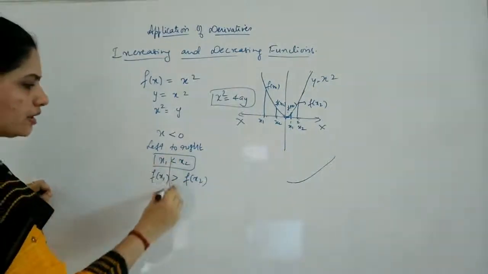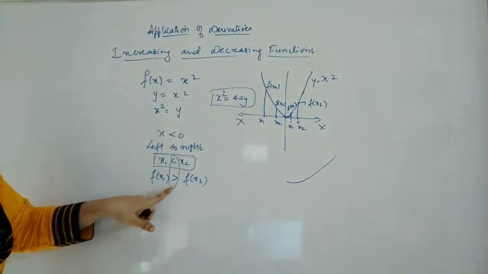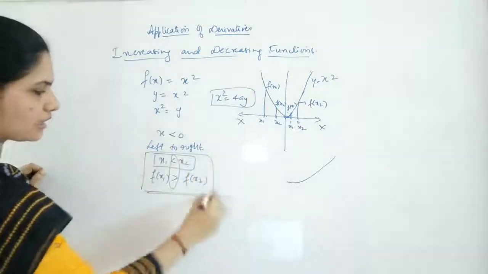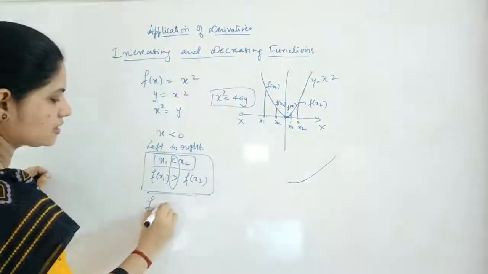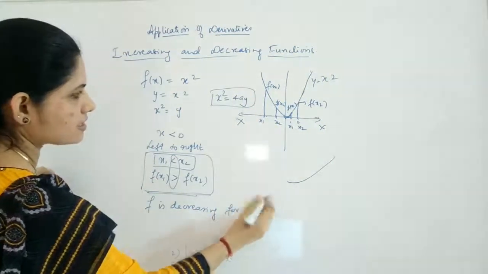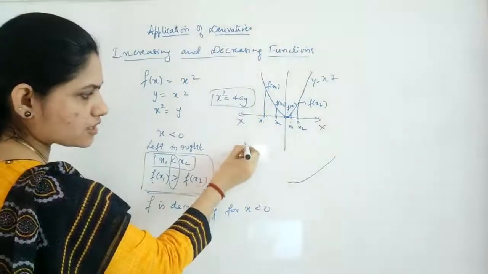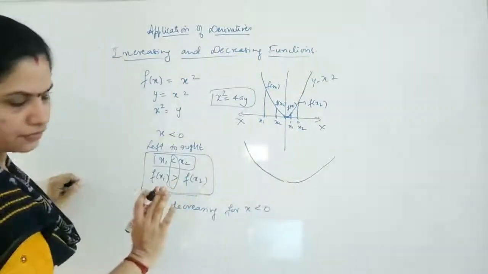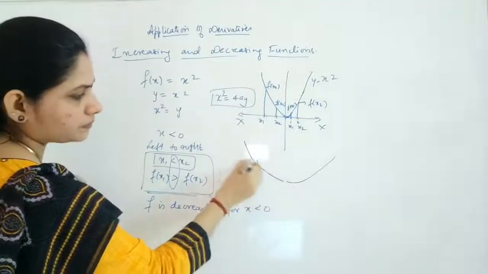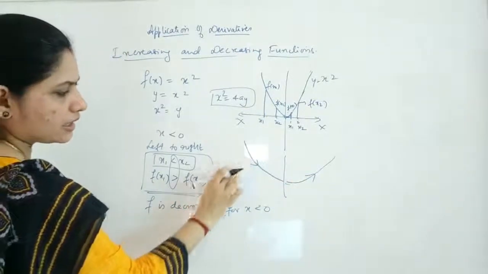That means when x1 was less than x2, you are getting the function value f of x1 greater than f of x2. When you get a relation like this, you will say that the function is a decreasing function for x less than 0. In this part only the function is decreasing. When I draw the figure, I will just go downwards while drawing the figure. From the left side to right side, the function is going downwards. But in the other part, it was going upwards. So here it is a decreasing function.